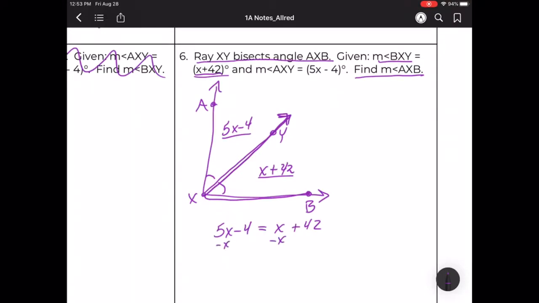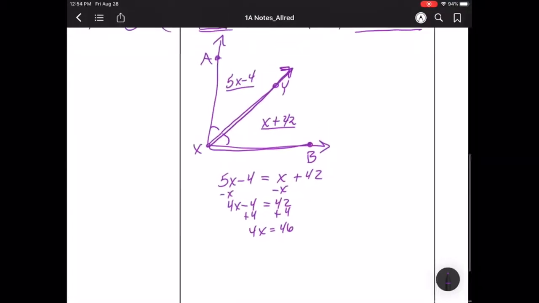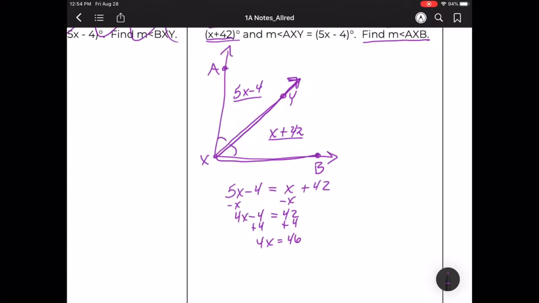So if I subtract x from both sides, that gives me 4x minus 4 equals 42. Then I add 4 to both sides. I get 4x equals 46. Sorry about that, jumped the screen on you. So like I said, we get 4x equals 46. And to finish this, we would just divide by 4. Now, it may look like something is wrong. There's nothing wrong with this. We do get a decimal value, but it's not a strange decimal. 46 divided by 4 is 11.5.